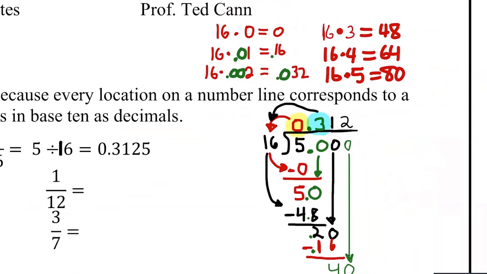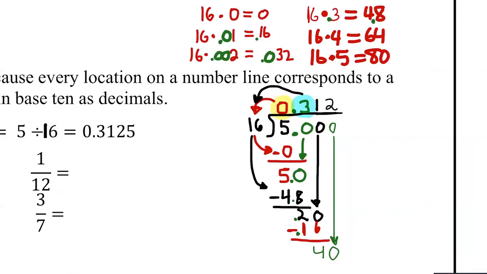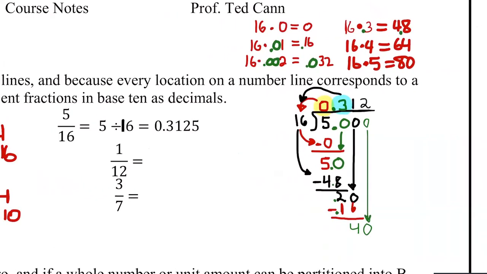So again, that 16 was multiplied by 0.3, which gave us a 4.8. Oh, cripes. It's really such a detriment when the Apple Pencil craps out on me.